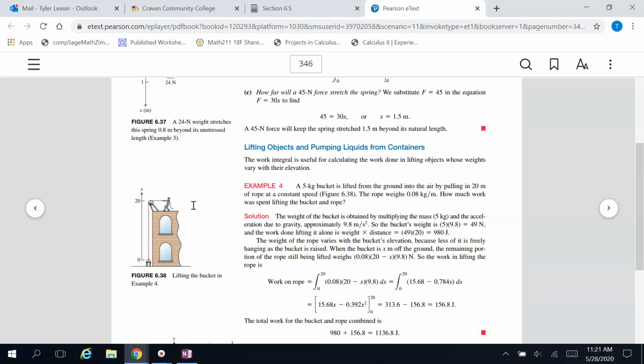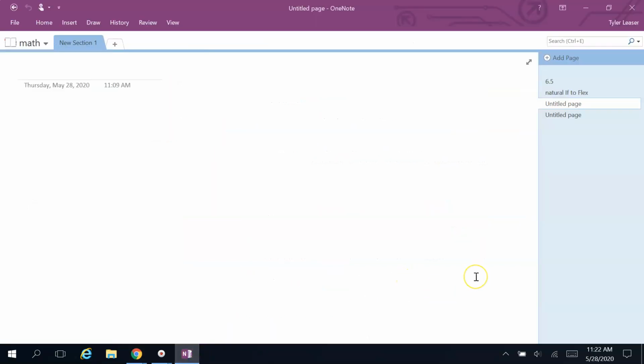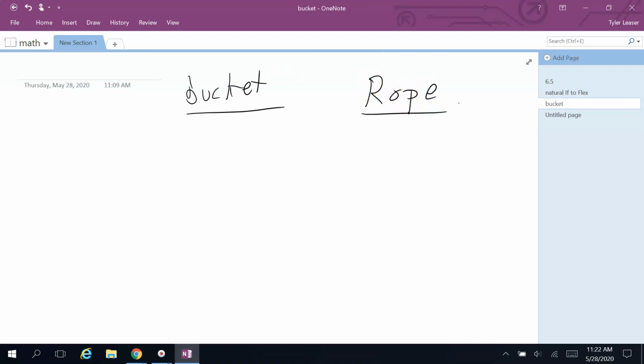So I'm going to move over to OneNote here again so I can write this stuff out. So first I'm going to bring all my constants over. We have a 5 kilogram bucket, 20 meters that we're trying to move it, and the rope itself weighs 0.08 kilograms per meter. So I'm also going to split this up into two different sides of the question. We have the bucket, and then we have the rope, and we're going to have to do those two separately because we have to tackle the question in two different ways.